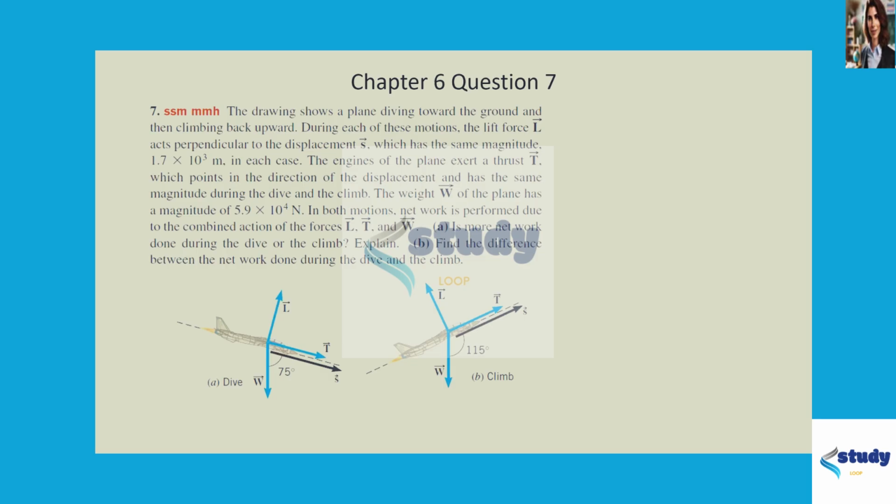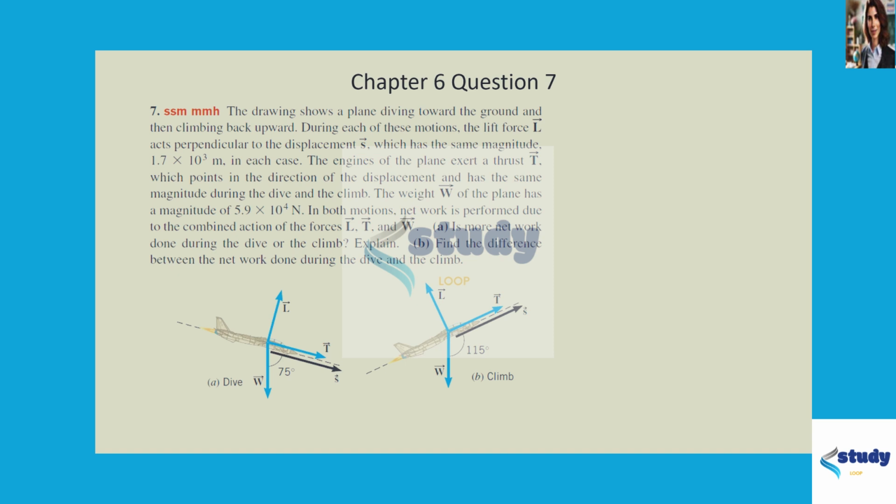So here we're given a situation where a plane is diving and then the plane is climbing, and we are asked to find the net work done in both cases and then to find the difference between the net work during the dive and the climb.